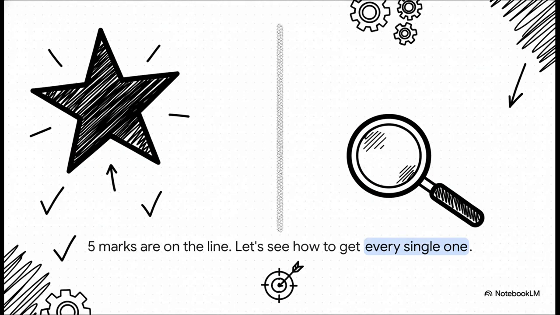We're looking at question 13. It's all about proportionality, and it's worth a chunky 5 marks. Our mission here is to figure out how to lock down every last one of those marks by really getting inside the head of the person who's marking your paper.